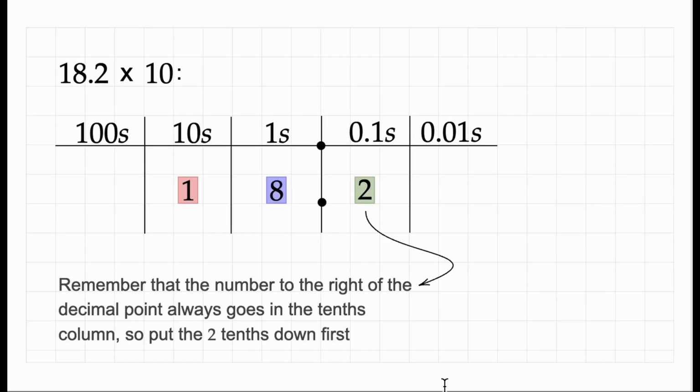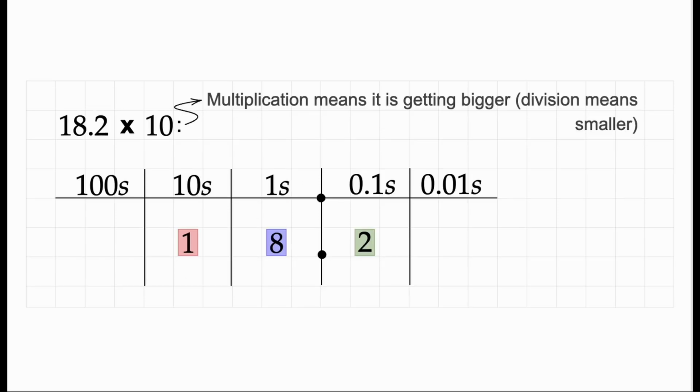If I asked you to find 18.2 times 10, the first thing you're going to have to do is to put 18.2 in the place value column. So you've got to remember that the number to the right of the decimal point always goes in the tenths column. So that means you put the 2 here, the 8 there, in the ones column, and the 1 in the tens column.